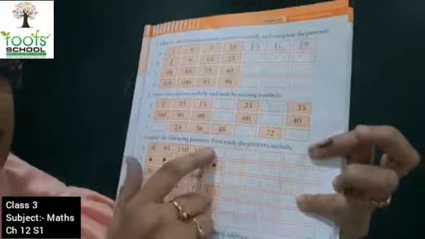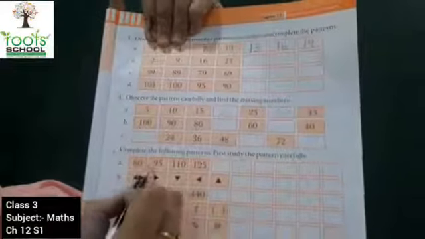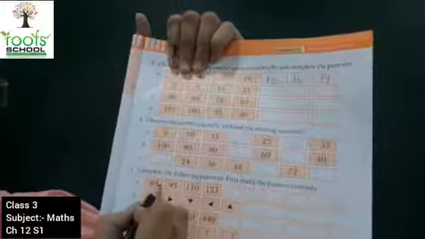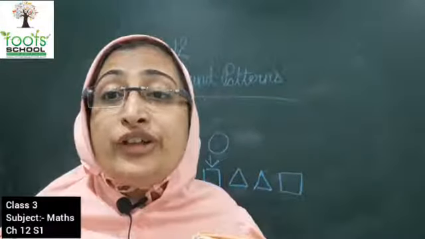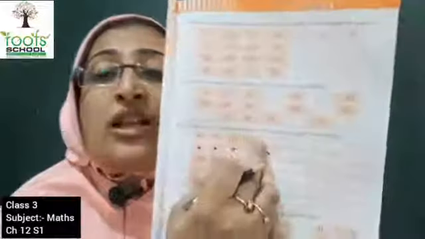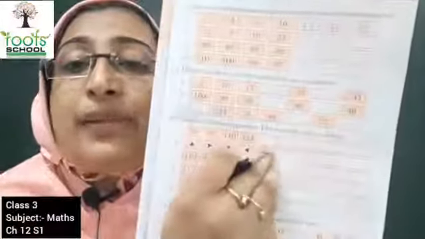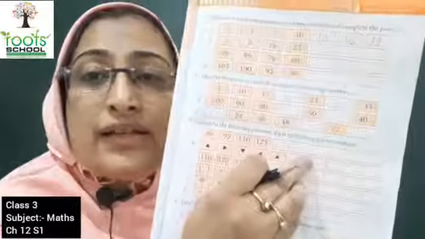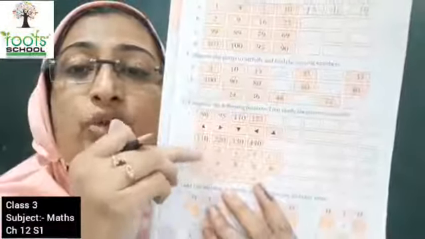Now we move on to question number 5. Complete the following pattern. First, study the pattern carefully. Now, kids, what can you see? 80, 95. How many numbers difference can you find? 80 and 95? Yes, there is a 15 numbers difference. Then after 95 and 110, again 15 numbers difference is there. So you are going to complete this pattern by skipping 15 numbers. Understood?